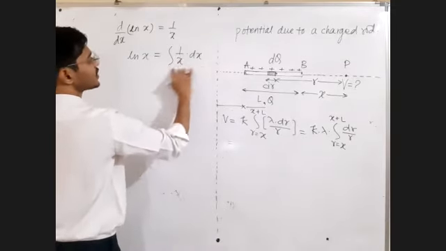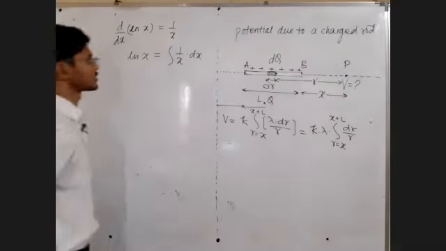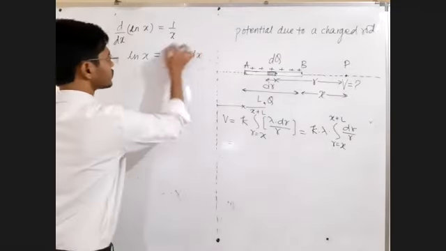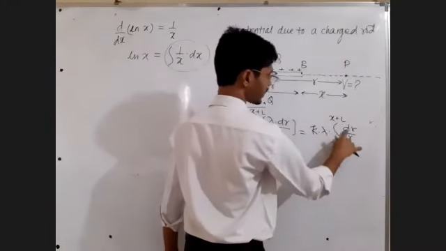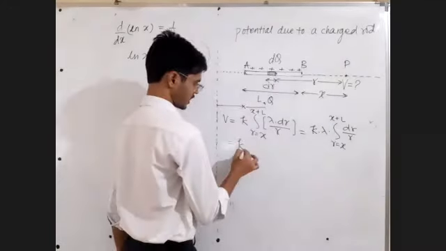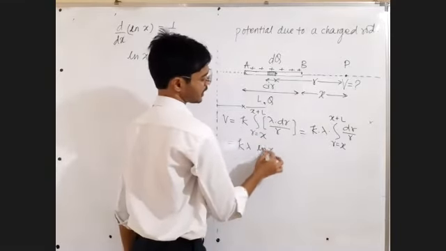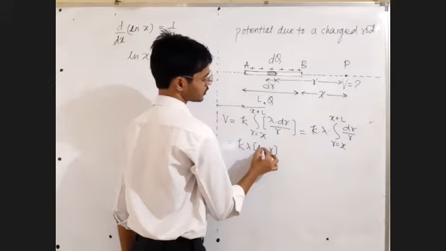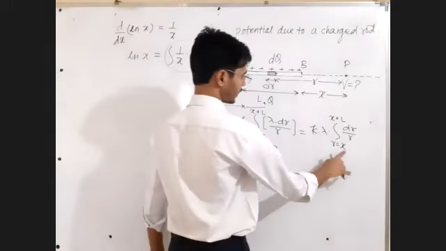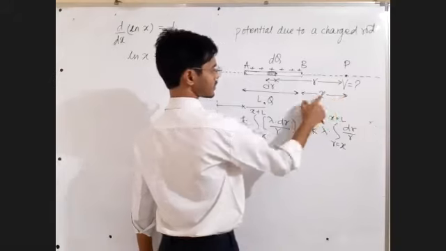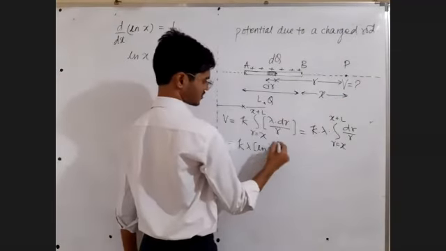So the integration of 1 upon x dx is log x. So the integration of 1 upon r dr is log r. So k as it is, lambda as it is. Log r means actually ln r, log to the base e. Logs in the formula are generally log to the base e. R goes from x to l plus x. This distance was x, and finally that will become x plus l.